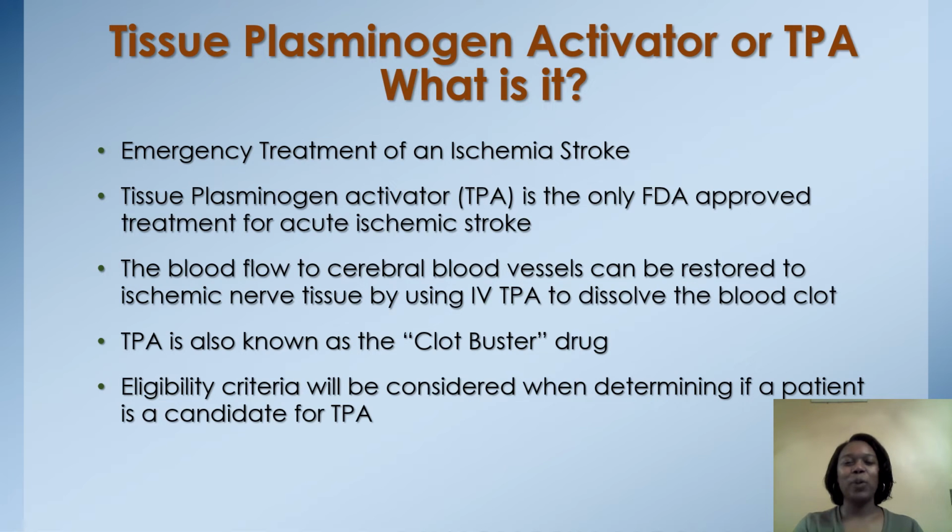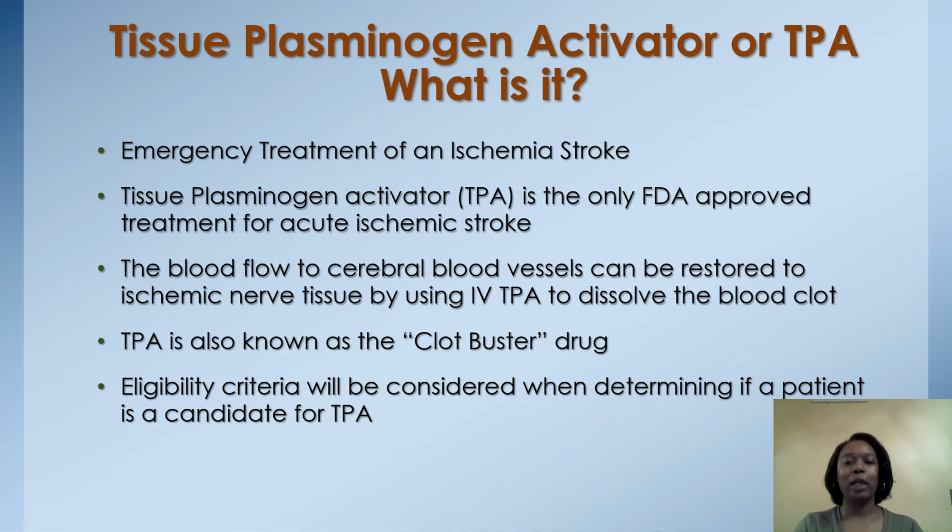TPA. So what exactly is TPA? TPA is only to be used as an emergency treatment for ischemic stroke. It cannot be used with hemorrhagic stroke. That is very important to know and to remember. This is the only FDA-approved treatment for an acute ischemic stroke.